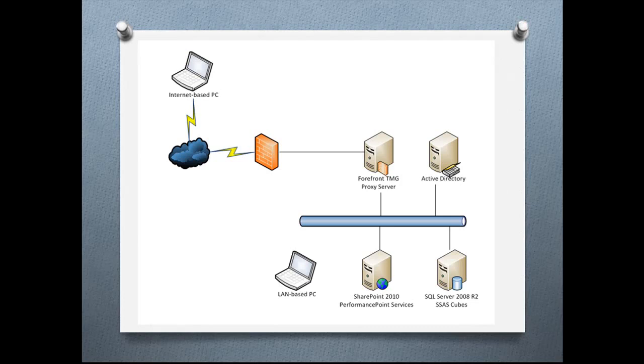So from SharePoint's point of view, all of the requests to it are internal. All the requests to it are HTTP, not SSL. TMG is really doing the SSL to HTTP translation in this case. But we do have the double hop problem because we can see that we're going from a PC to SharePoint, then from SharePoint to the backend OLAP environment, which is 2008 R2 SQL Server.